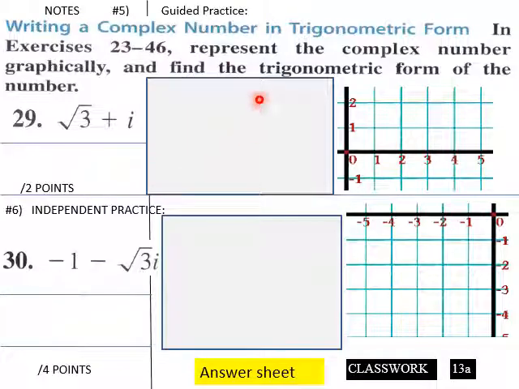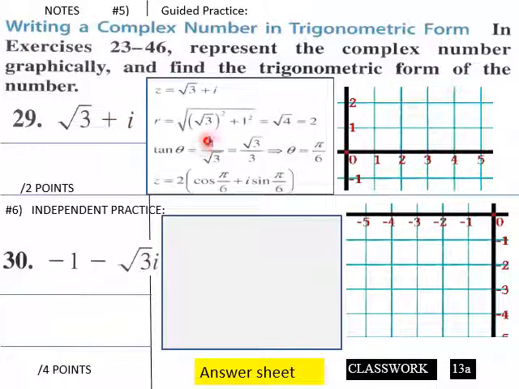Okay, into an example here. Represent the complex number graphically and find the trigonometric form of the number. So here's radical 3 plus I. We need to first of all represent the complex number graphically. For that, we're going to hold off until we find the trigonometric form of the number. So z equals radical 3 plus I.